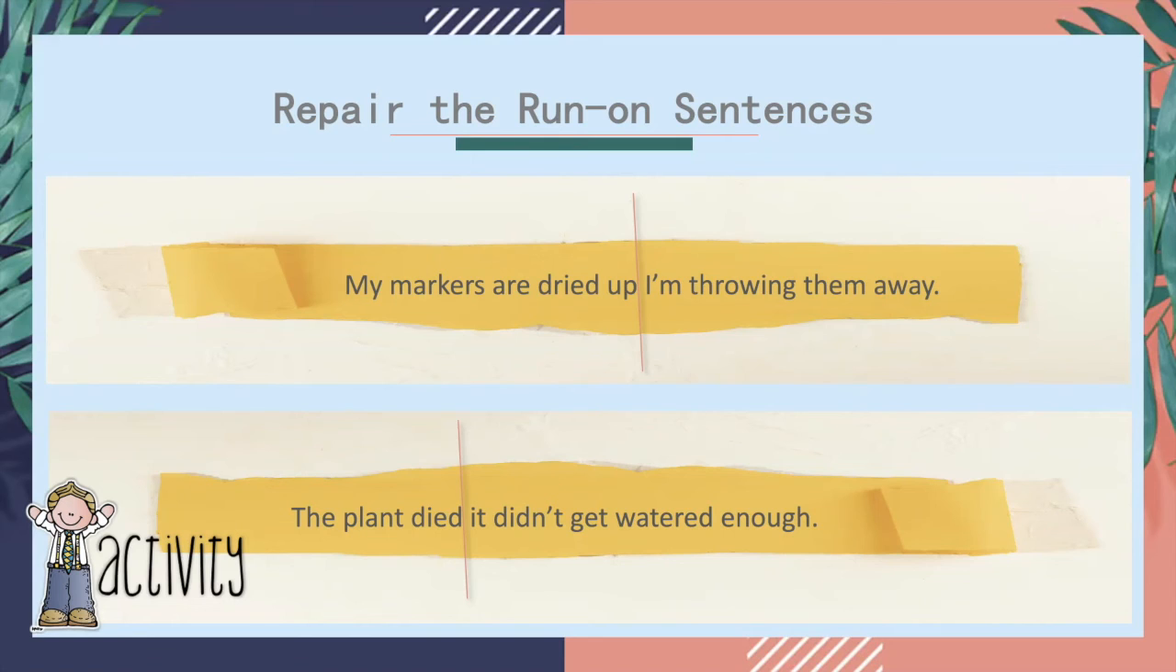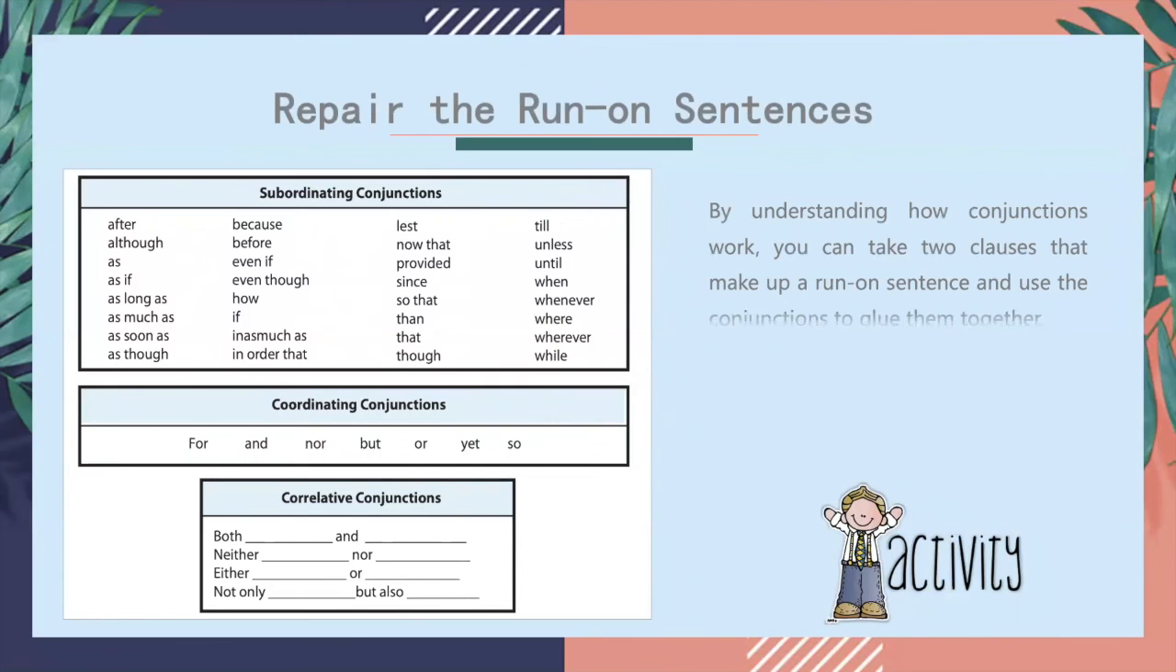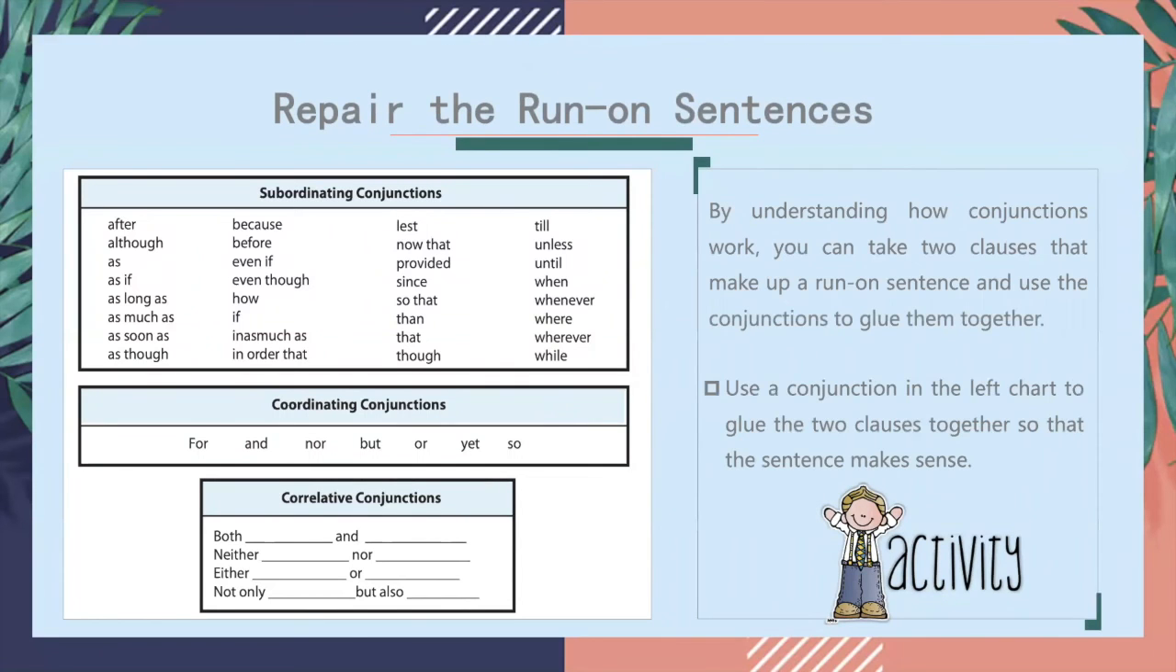Now here is the handout for the conjunctions. You can find all the common conjunctions for each category. You can do this activity in your journal and also send the picture of the journal into Edmodo. Remember that if you use conjunctions to link the clauses up, then the sentence will make sense.